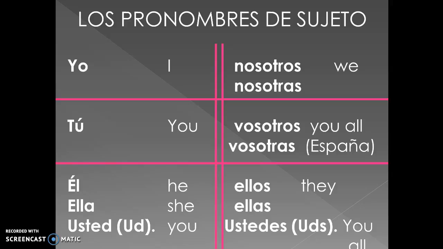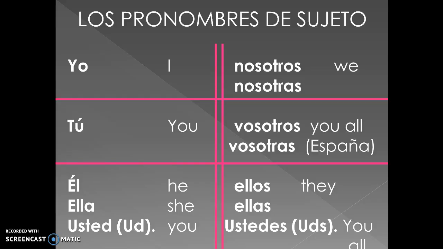He is él with an accent. She is ella. And usted, abbreviated UD, which is how you'll most frequently see it written, is you formal, as if you're talking to someone who's supposedly in a position of authority. Those are your singular subject pronouns. They all talk about one person.